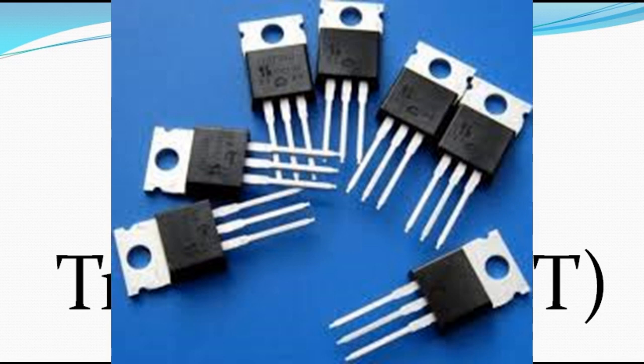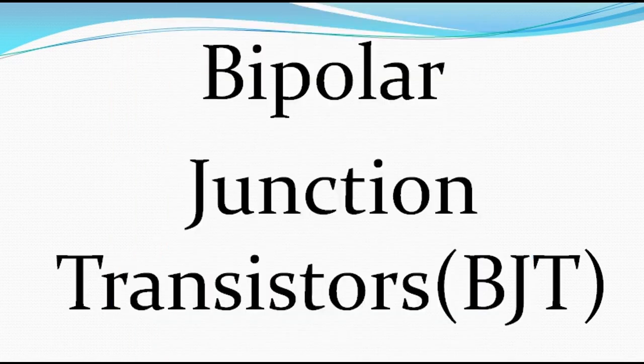It simply means that current passes through the base. From that base, it gives to the emitter. Then from that emitter, it gives to the collector. The collector will be the one to give it out. The collector is just like an output.